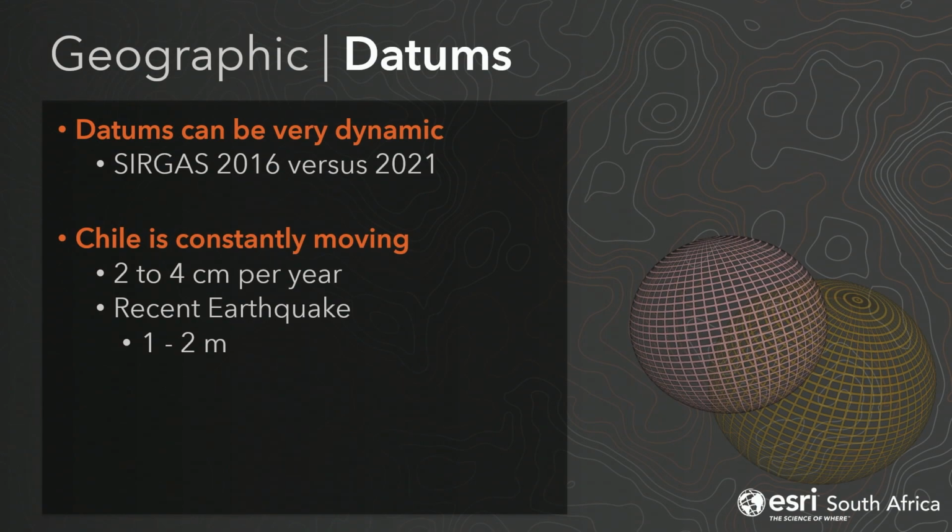There was an earthquake recently that shifted a large part of South America between 1 and 2 meters on the Earth's surface. So they have a highly dynamic environment in South America, which has to be accommodated with changing datums and changing spheroids. We are not like that in South Africa or Southern Africa, but still, this is why we keep on changing and updating these spheroid and datum definitions.